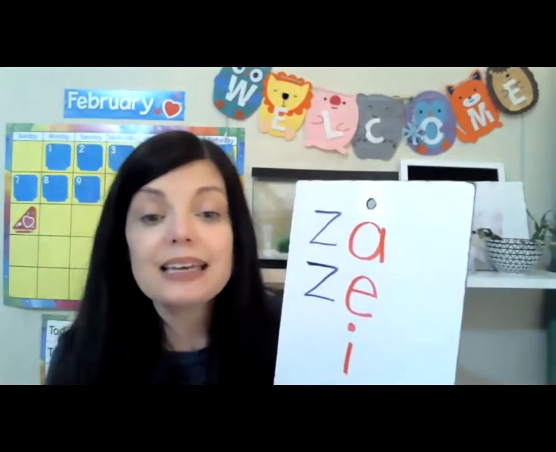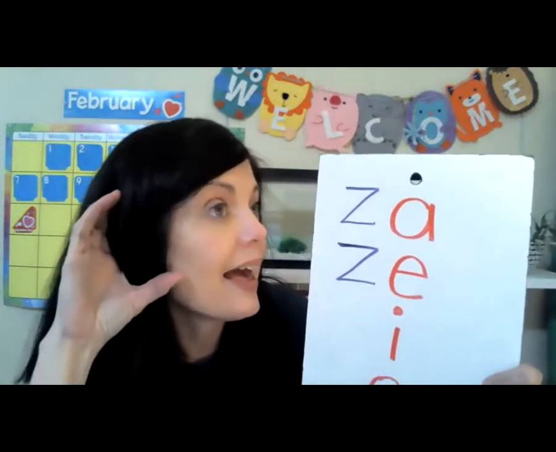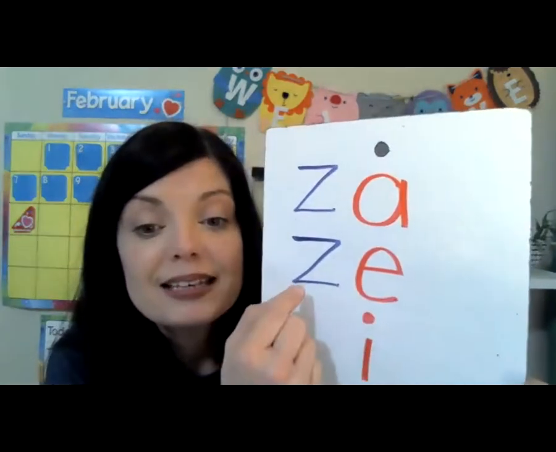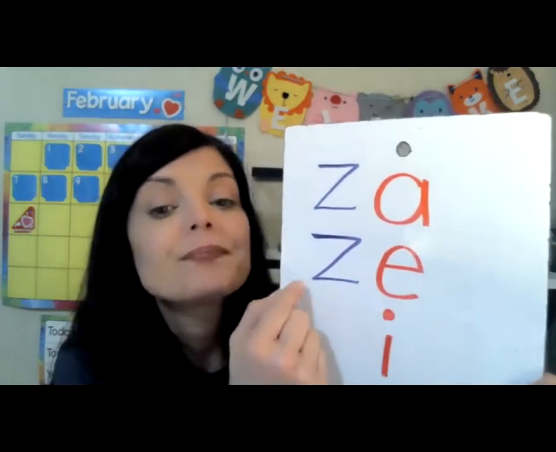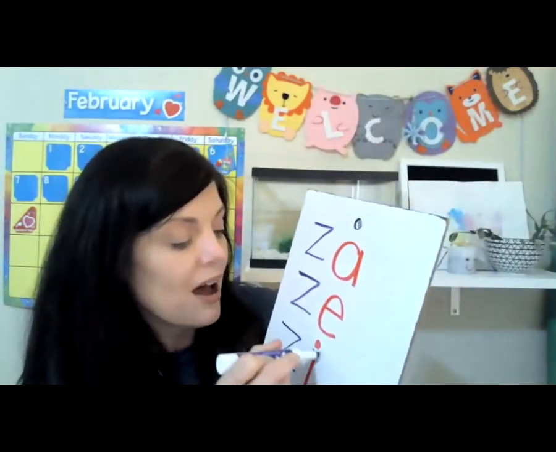E looks like an ear. And remember, E says eh, eh. Here we go. Z, eh, z. Now let's try Z with an I.